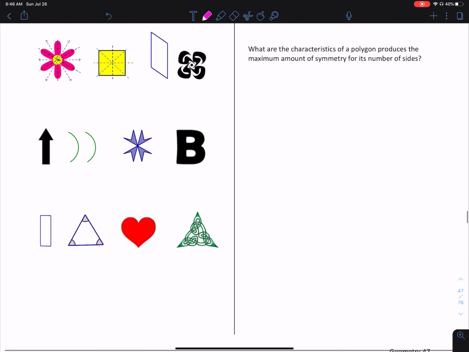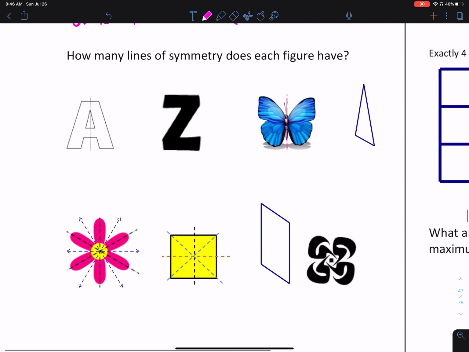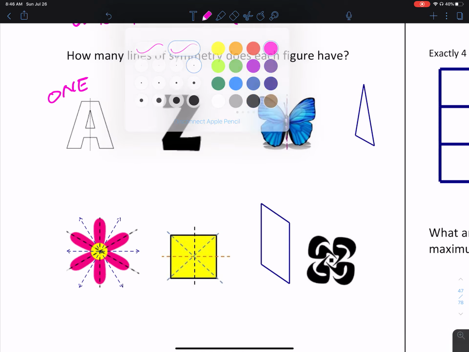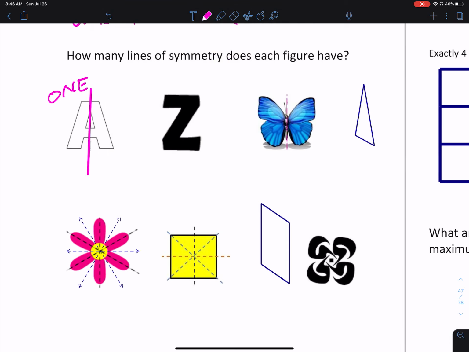In these next bunch of figures, we're supposed to determine how many lines of symmetry each figure has. This figure here has one line of symmetry, and that line of symmetry is this line right here. If you were to reflect this A about the line of symmetry, this point would end up becoming here, and this point would end up becoming here. In other words, if you reflected over that line, you would never be able to tell that it was reflected. It'd look exactly the same.